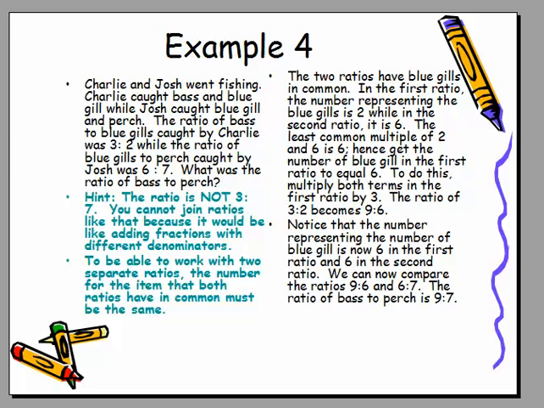The least common multiple of 2 and 6 is 6. Hence, to get the number of bluegills in the first ratio to equal 6, we multiply both terms in the first ratio by 3. 3 to 2, when you multiply each term by 3, becomes 9 to 6. Notice that the number representing the bluegills is now 6 in both expressions. We can now compare the ratios of 9 to 6 and 6 to 7. The ratio of bass to perch is 9 to 7.